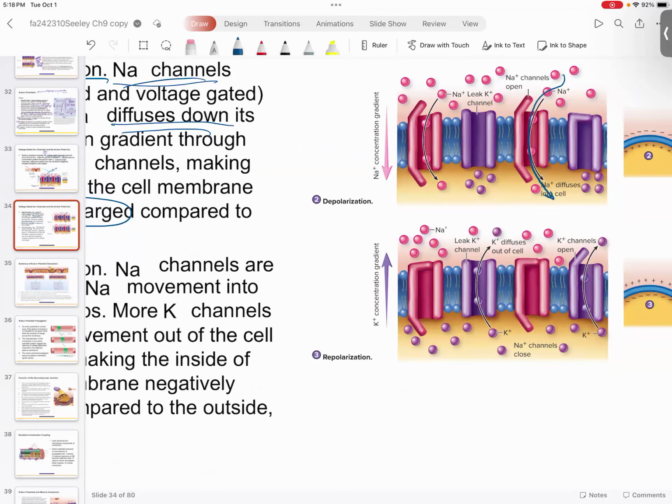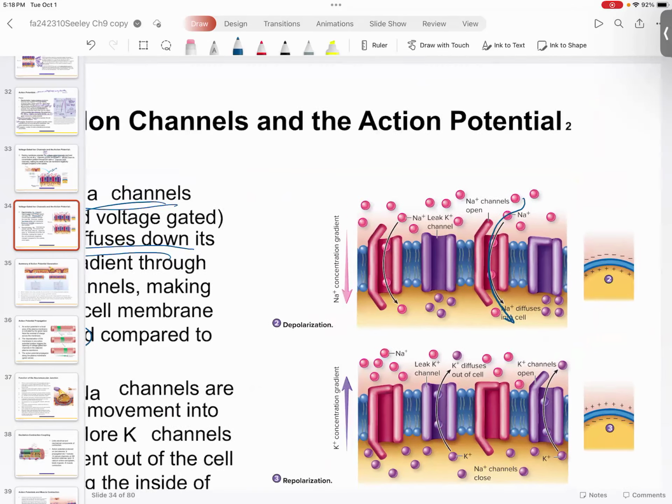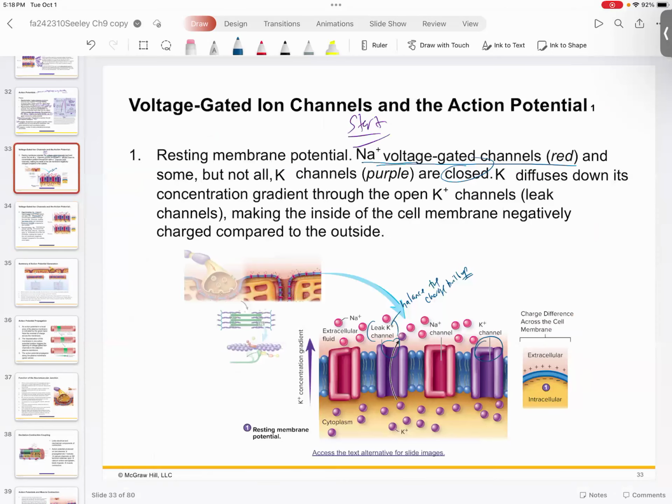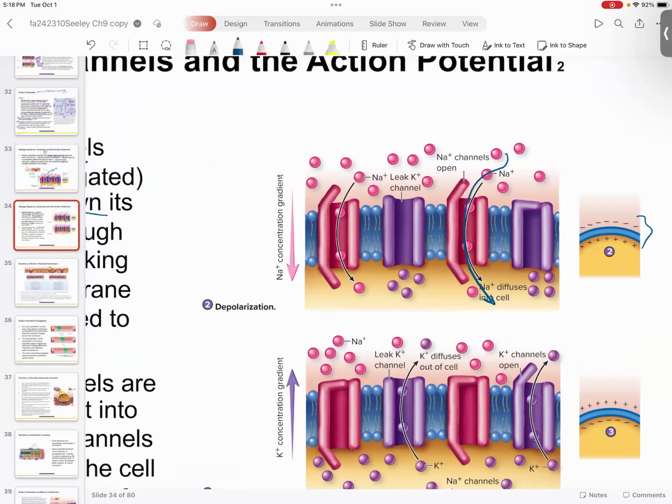So now you have this charge flip. You can see here, you start off with resting. And now under depolarization, you can see you flip the charge. Resting, by the way, you had the charge separated with positive on the outside, negative on the inside. And then once you allow that sodium to rush in, it's going to flip that charge. So now instead, you've got the positive charge on the inside, the negative on the outside.